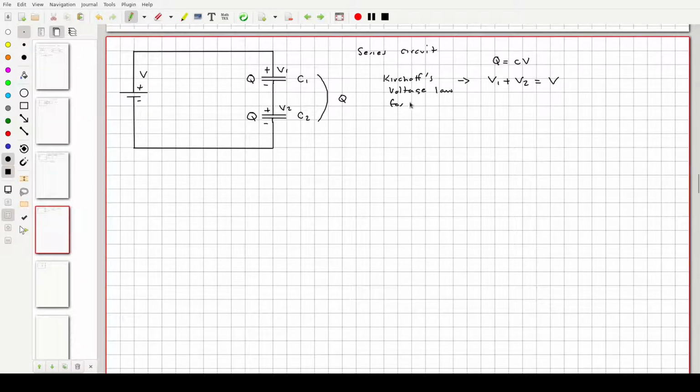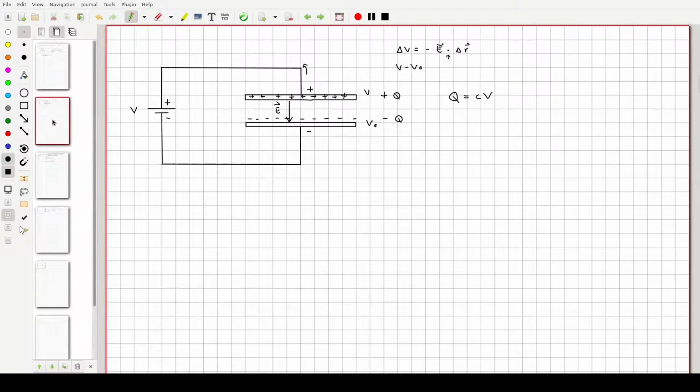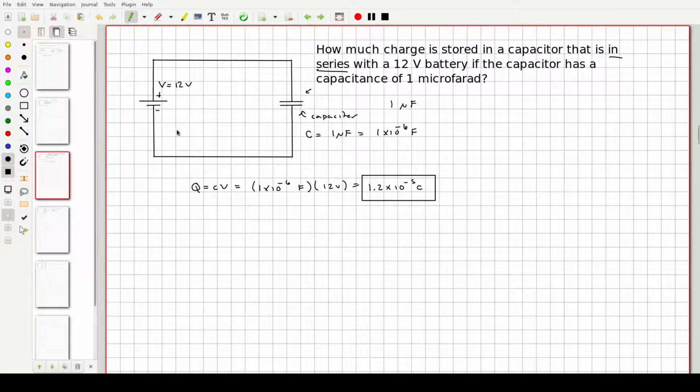This is for series circuits. Now, one question we might ask is, what is this charge Q here? The way to answer that type of question is to reduce circuits in complexity until you get to the most basic configuration of all, which is one in which you have one capacitor in it.